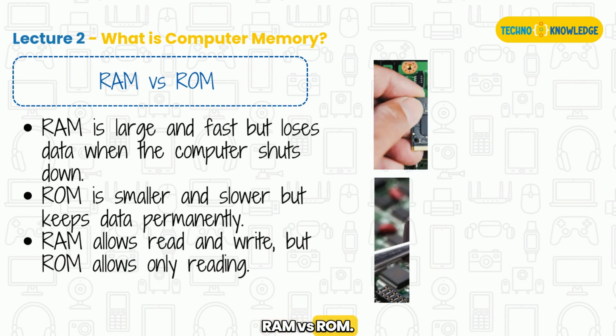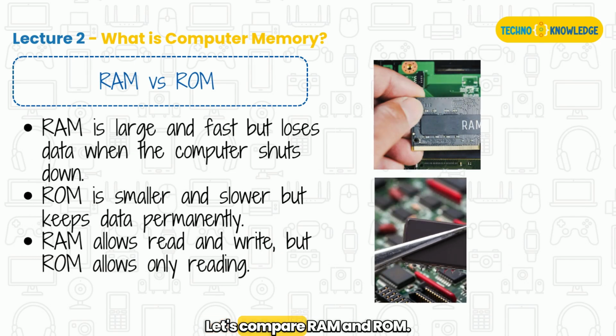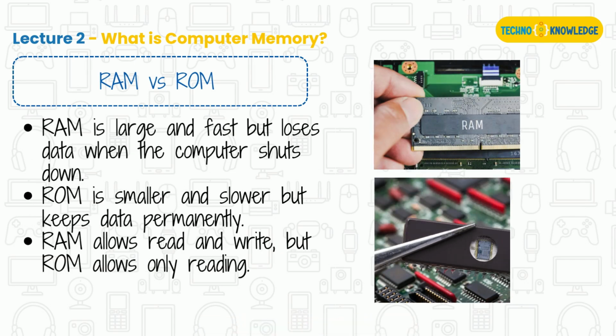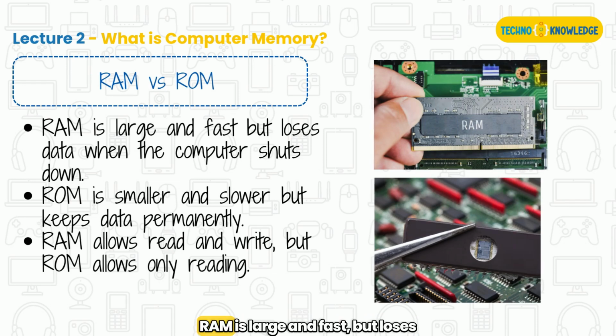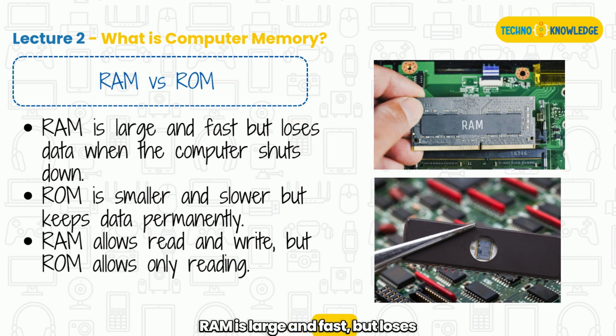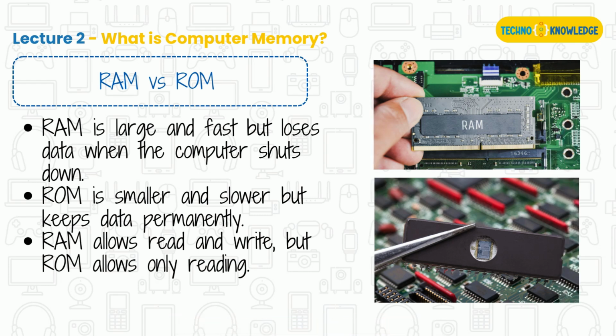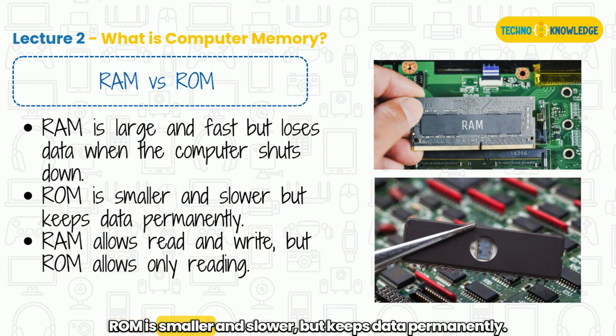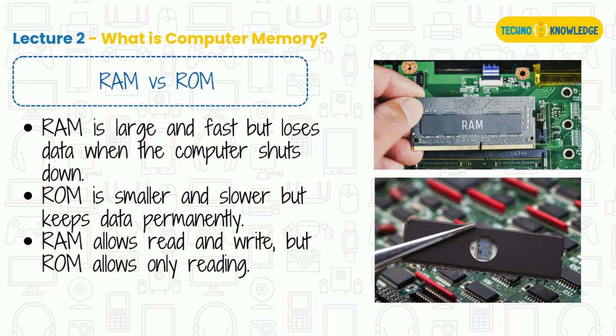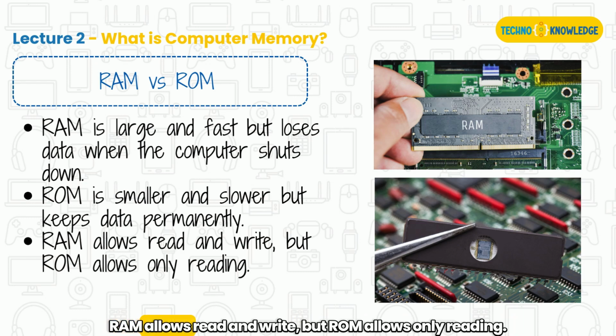RAM versus ROM. Let's compare RAM and ROM. RAM is large and fast, but loses data when the computer shuts down. ROM is smaller and slower, but keeps data permanently. RAM allows read and write, but ROM allows only reading.